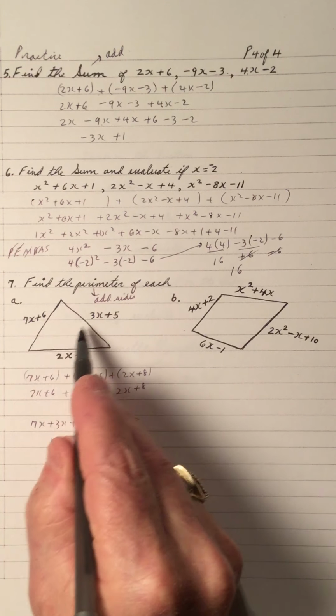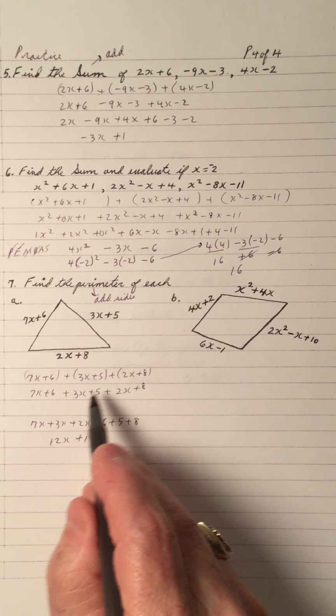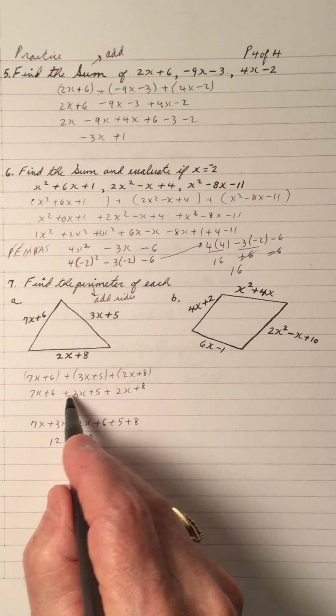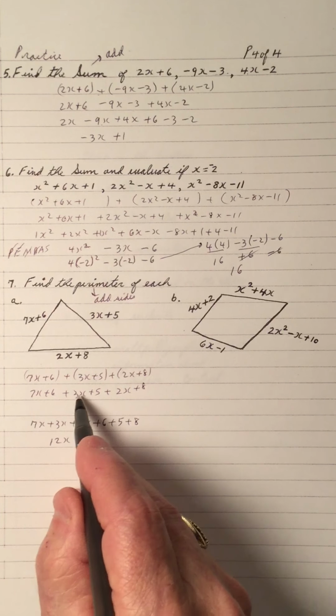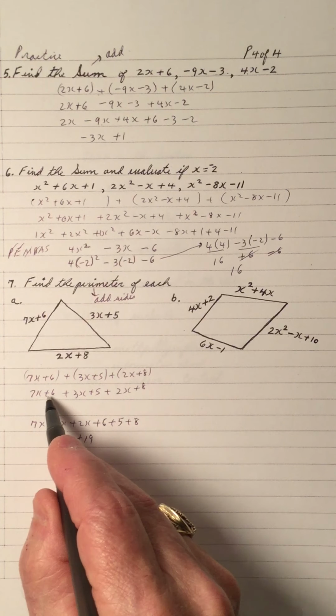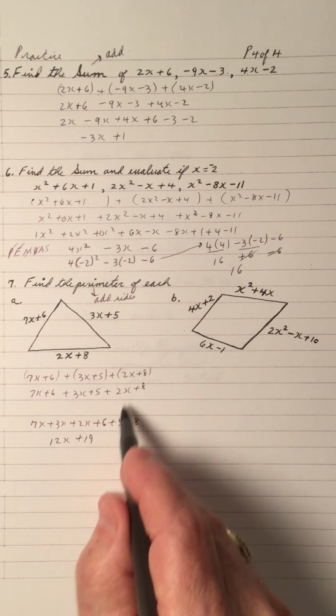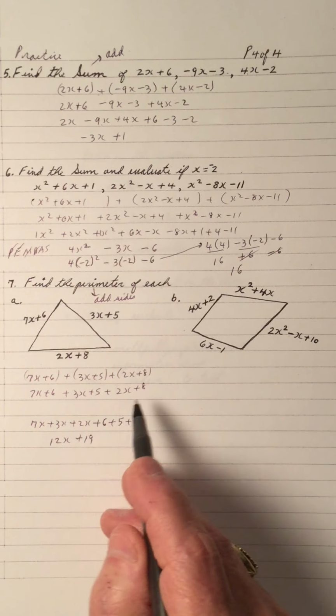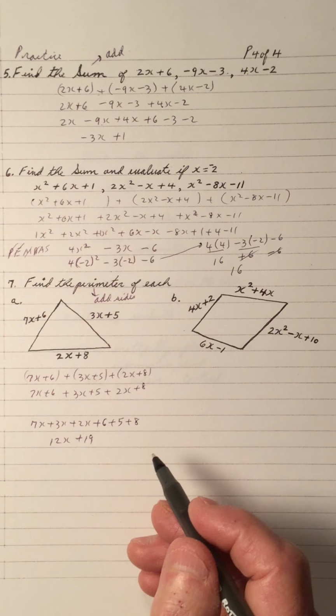If you took them out of here and wrote them down like that with no brackets because you're adding, then there's the plus sign. You're just adding them up. Now the next step is to group them. So 7x, 3x, 2x, there's the 6, there's the 5, and there's the 8. So really, to go from here right to here is okay. I mean, you know what you're doing.